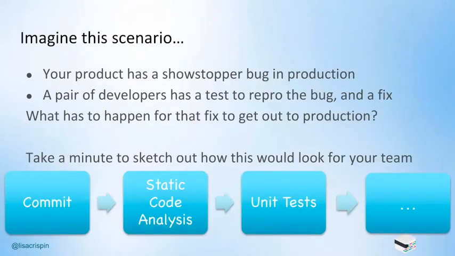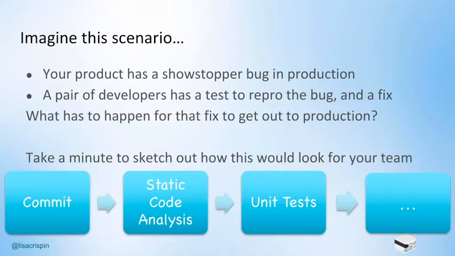So I know it's a webinar. If you were in a room with me, this would be a little easier, but I'd like you to try, hopefully you all have a piece of paper and something to write with, and just imagine the scenario that your team's product just discovered there's a showstopper bug in production. You've got to fix it, and you can't revert. You've got to get a hot fix out there.